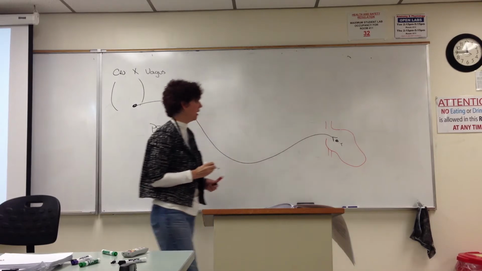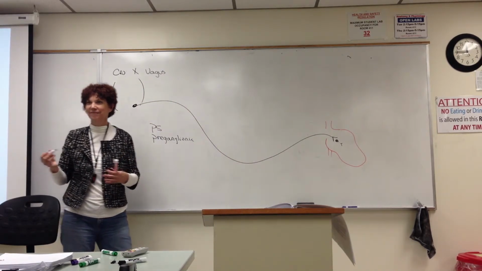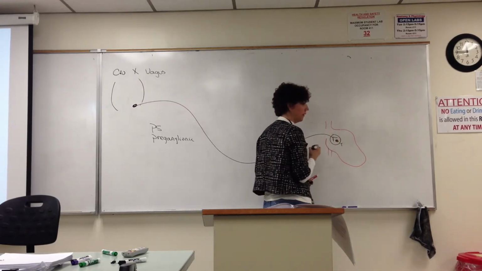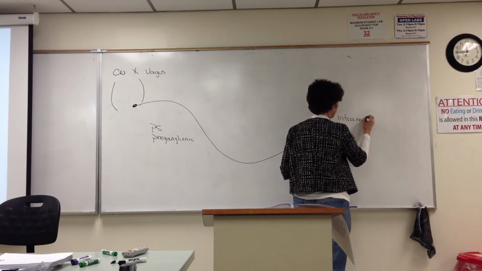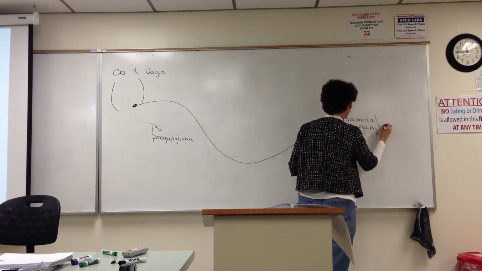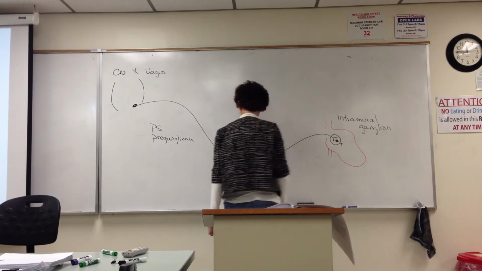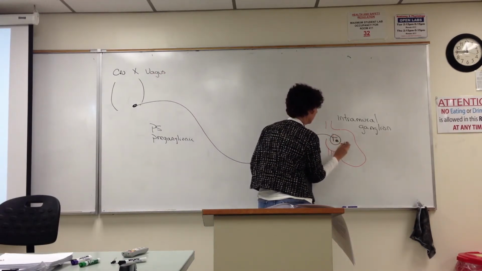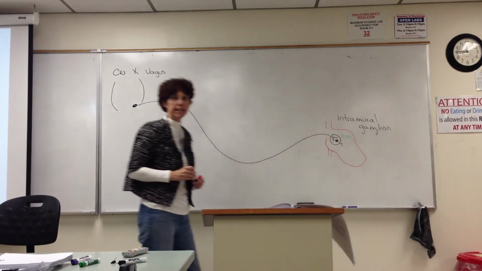So the postganglionic neuron is very short, micrometers long. The ganglia is in the organ itself. And so these are all described as intramural, meaning within the wall. Again, the neurotransmitter from preganglionic and the neurotransmitter from postganglionic are both acetylcholine.